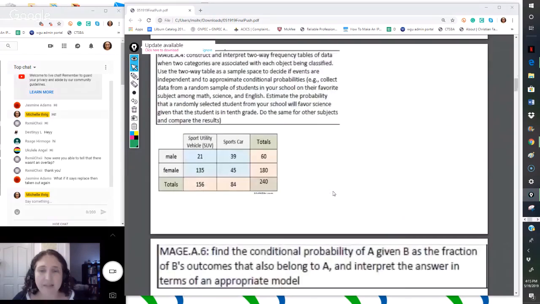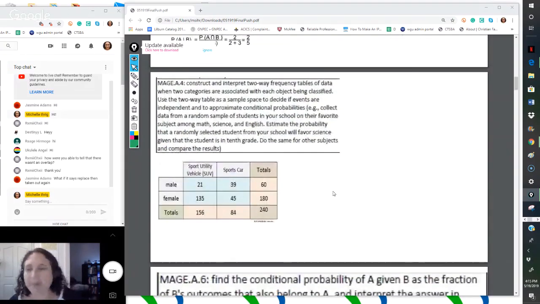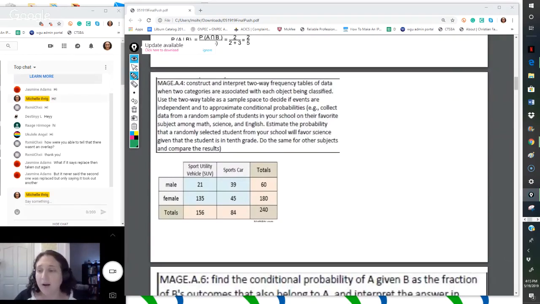Next, two-way frequency tables. I just copied and pasted this table online. There's no questions that go with it. So let's make some up.